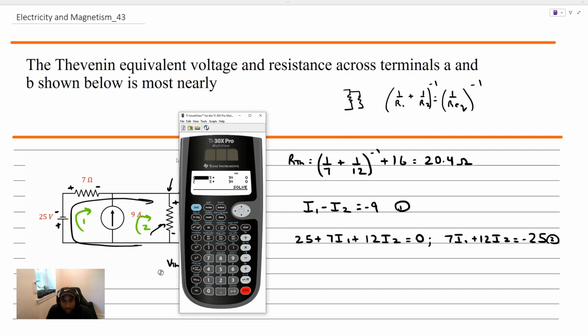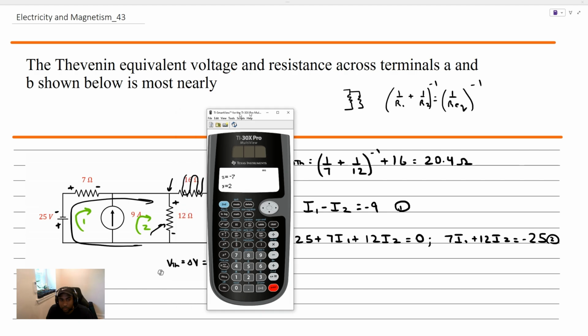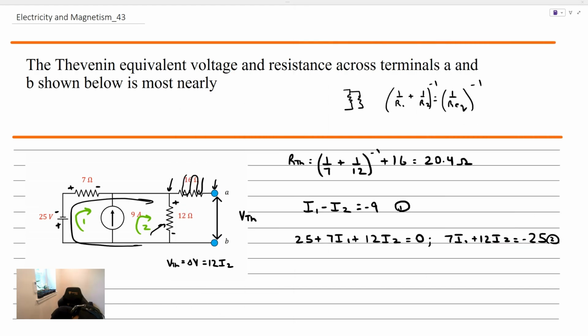Okay, let's plug in these two different equations. What we have is I1 minus I2 is equal to negative 9. What about for the second part? I have a 7 on that first part plus 12. That's equal to negative 25. We go ahead and solve that system. All we care about really is I2, which is the Y term. We see I2 is 2. If I2 is 2 here, we get a Thevenin voltage of the product of 12 times 2, that's 24 volts.